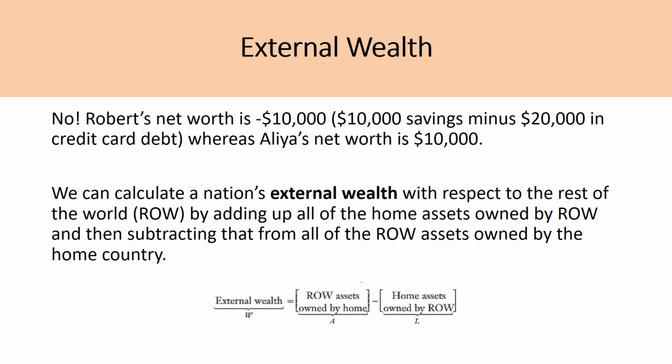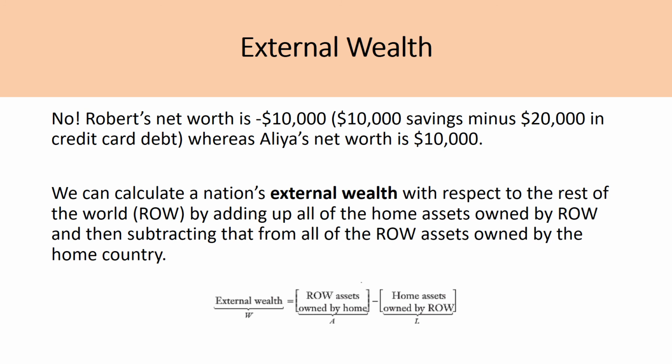And so, using this example, we can understand a nation's external wealth. The external wealth of a nation is simply the assets minus the liabilities of that nation. So ROW is rest of world, as you can see over here. External wealth equals the rest of world assets owned by the home economy. So any foreign assets owned by the domestic economy are the assets, and the liabilities are the home assets owned by the rest of the world.